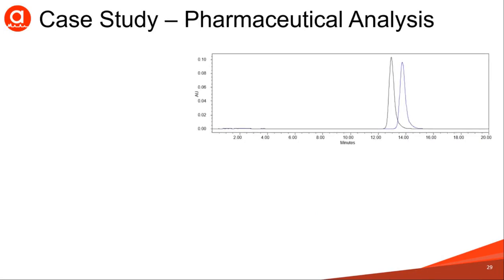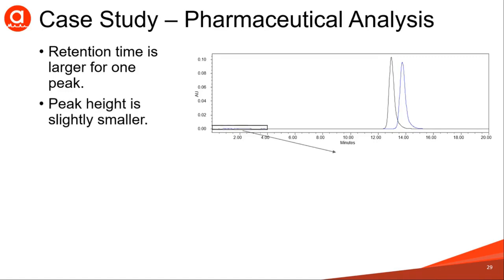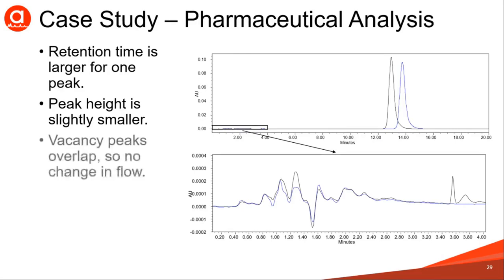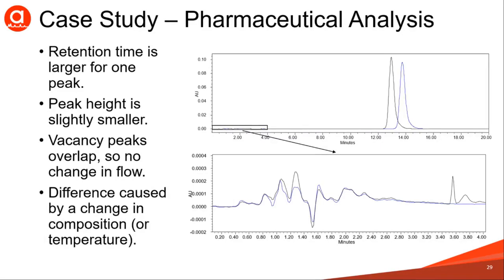And similarly, if we look at this pattern, it looks very similar. The retention time is larger for one peak. You will notice the peak height is slightly smaller for the later eluting peak, and you do notice that the vacancy peaks do look like they're overlapping. In this particular case, I don't see any particular flow rate change. So this difference is likely caused by a change in the composition of the mobile phase or the temperature.